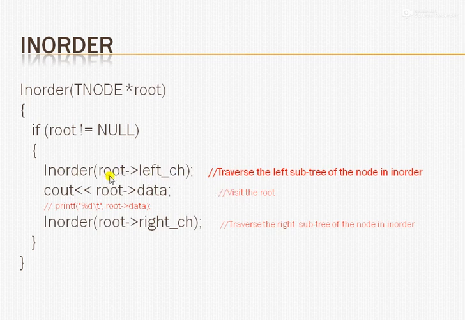This function call means traverse the left subtree of the node in in-order fashion itself. Then we have to visit the root. Then this function call means traverse the right subtree of the node in in-order fashion itself. So let us take an example.